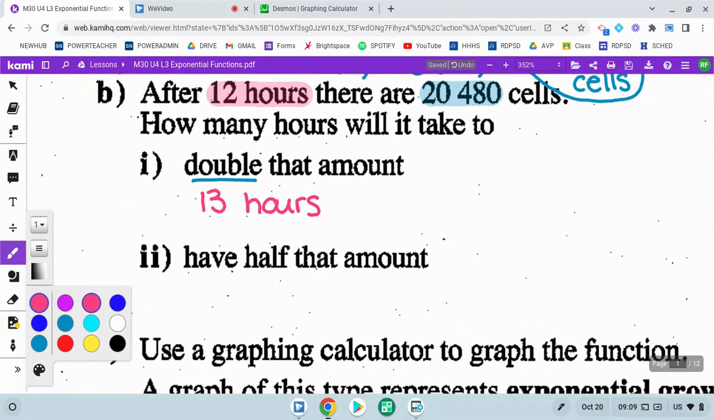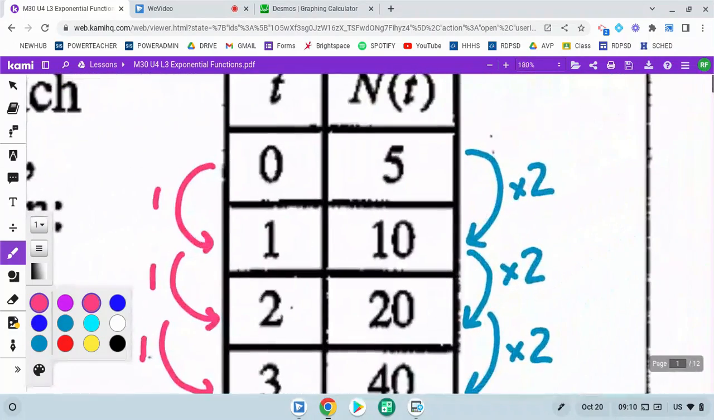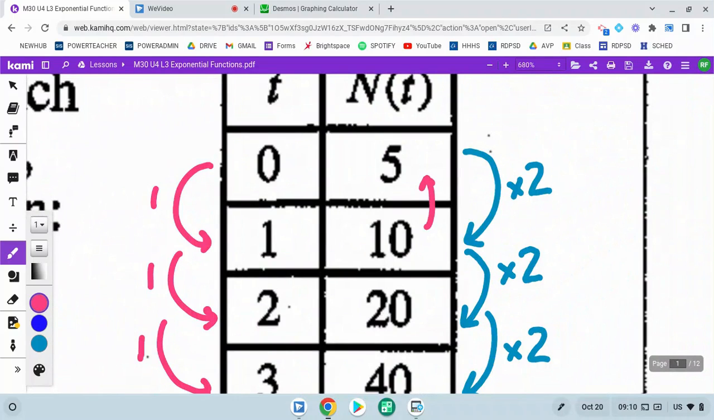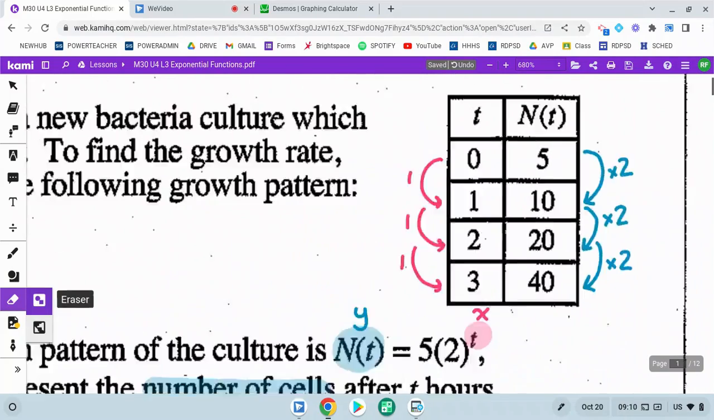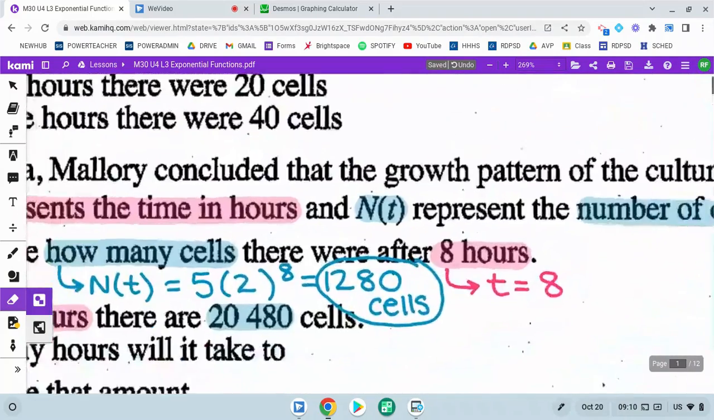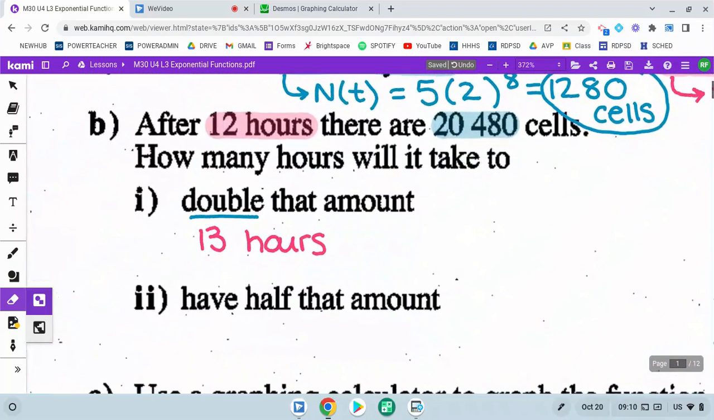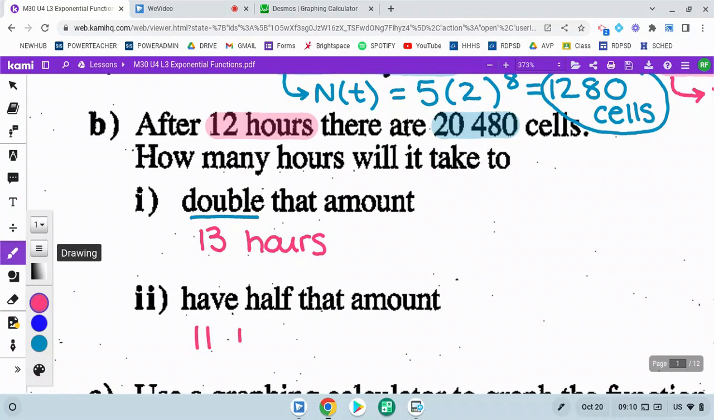Okay, if I want to have half of the amount, consider that that's just the opposite of doubling. So if I look at my table of values, if I want half, then I'm just going the other way and I'm doing 1 hour less, right? Between 3 hours and 2 hours, that's 1 hour less, and now I have half the amount. So if I originally had 12 hours pass, but I want to have half of that amount, then it would be 11 hours, because this is happening every hour.